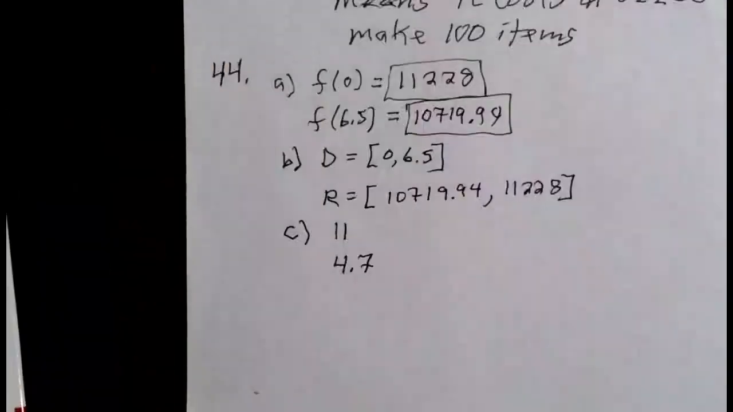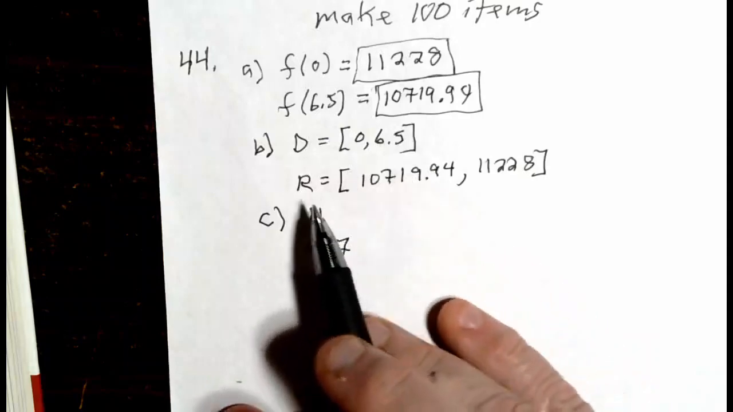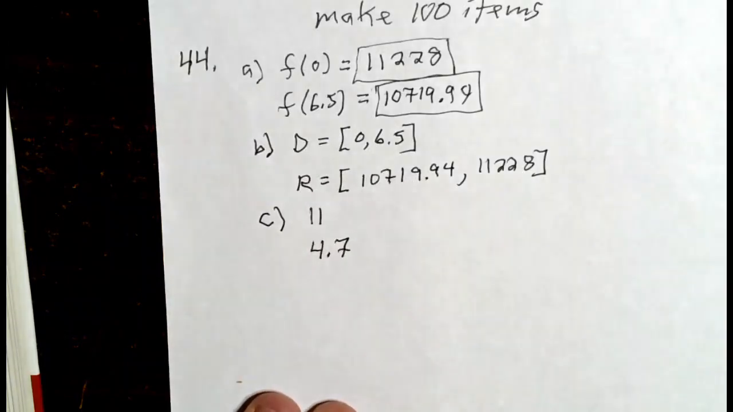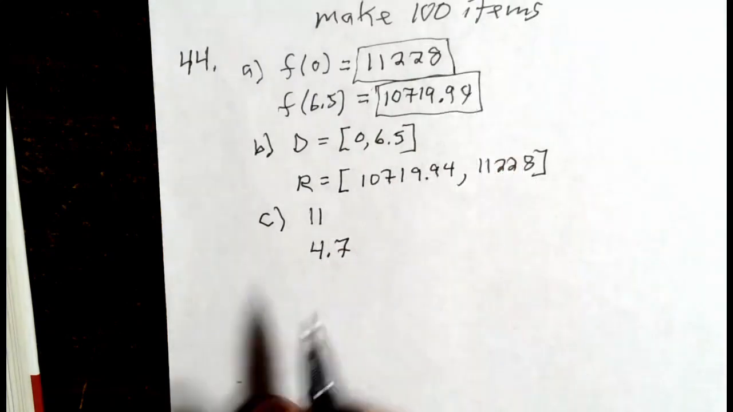So they ask you these two guys. You can figure those two out now. Now they ask you the domain. The domain goes from 0 to 6.5. And your range is your lowest number to your highest number, which happen to be these two guys.